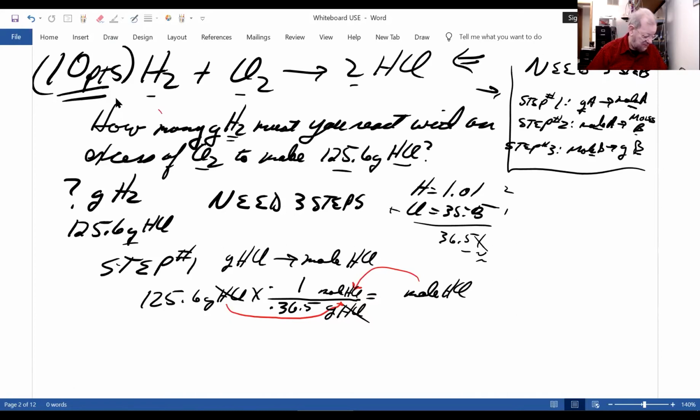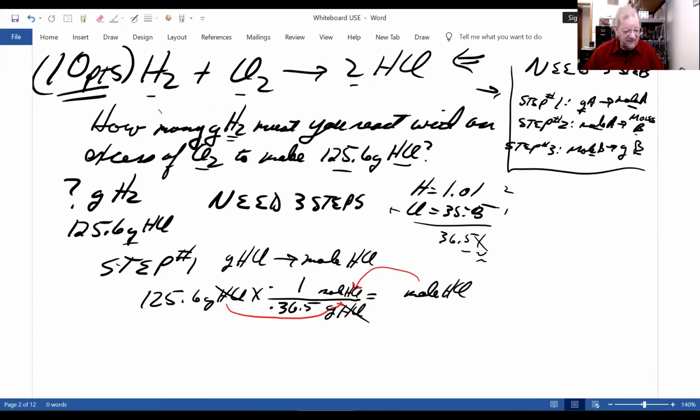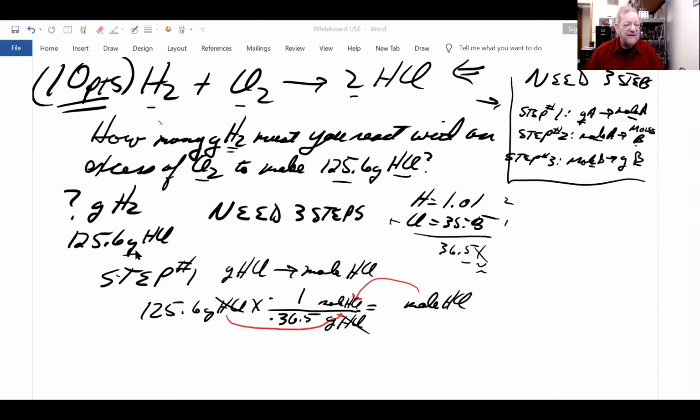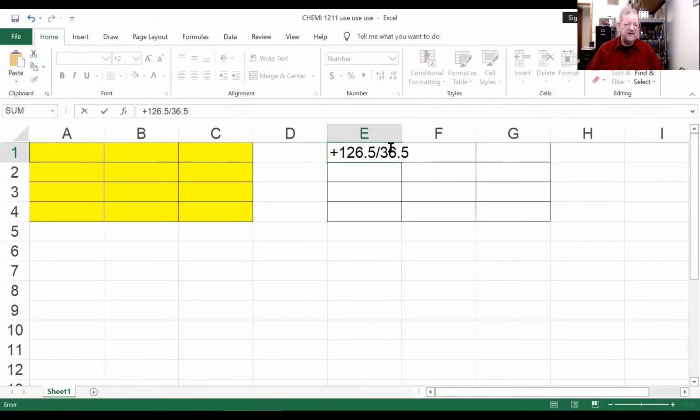So I now go to my calculator, which I don't have open yet. So let me open it. And now you can all see it. And I put my numbers in and boom, I get this number.